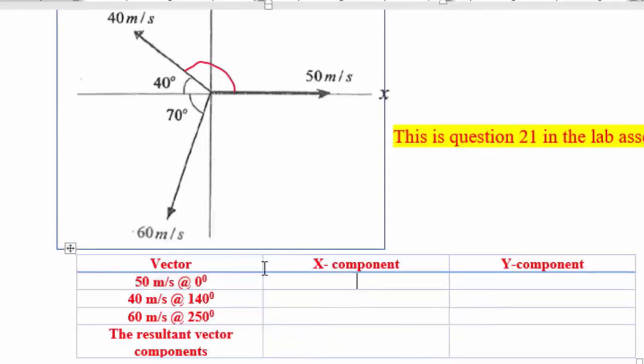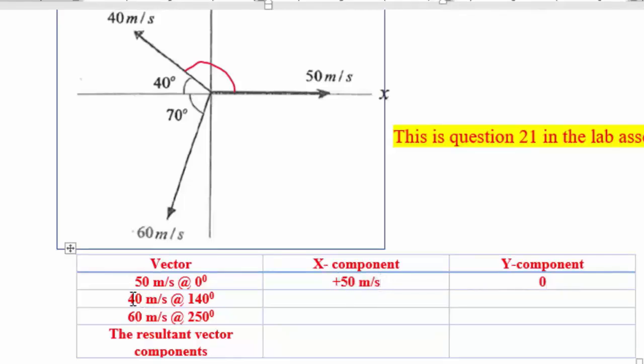Now for the 50 meters per second, the x component is 50, because the whole vector is an x component. It does not have a y component. The y component will be 0. So it's 50 meters per second, and this, of course, is in the positive x direction. We can do the calculation here. 50 sine 0 will give you 0, while for the x component it will be 50 cosine 0. Cosine 0 is 1. So 50 times 1 will give you 50.